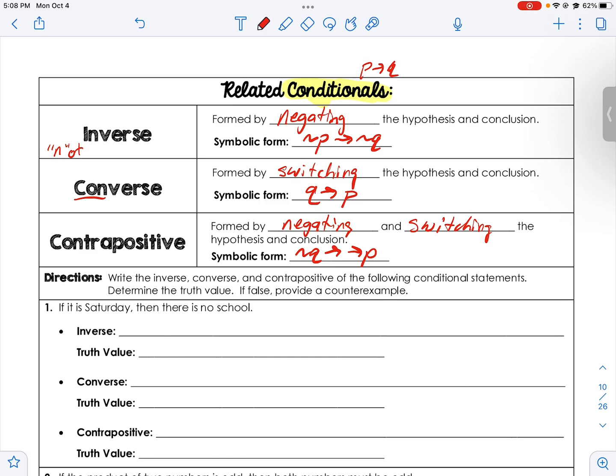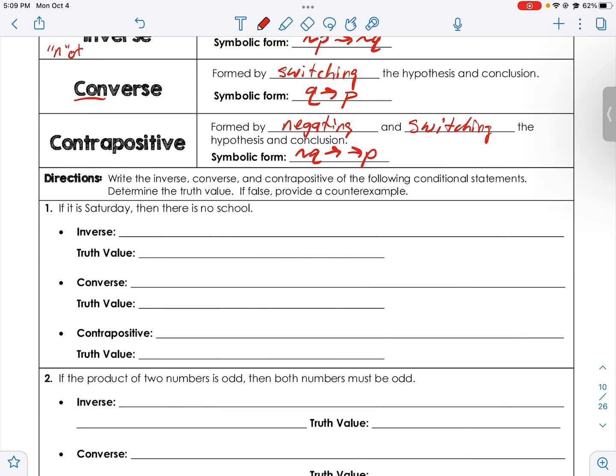So the conditional is P then Q, the original statement. If this, then that. Inversing is notting them. So not P, then not Q. Conversing is switching Q, then P. If Q, then P. And the contrapositive is switching and notting. So not Q, then not P.